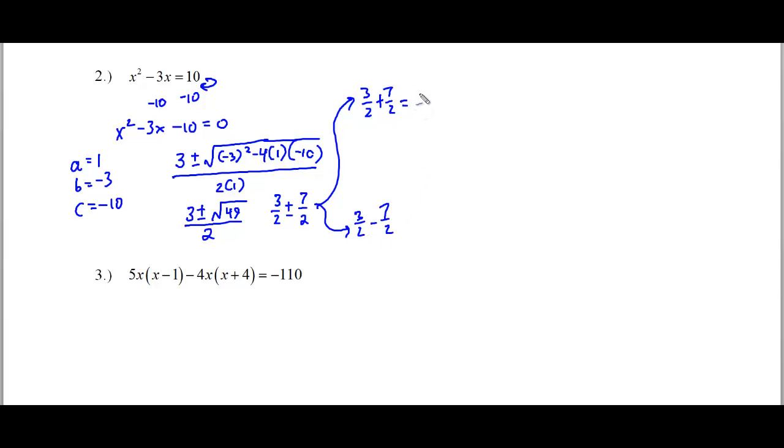Now 3 halves plus 7 halves is 10 halves, so the answer is 5. Now down here, 3 halves minus 7 halves is negative 4 halves, so the answer is negative 2. So your answer is negative 2 and 5.